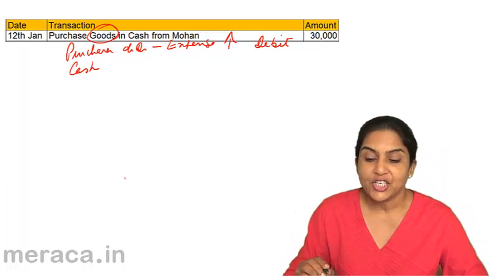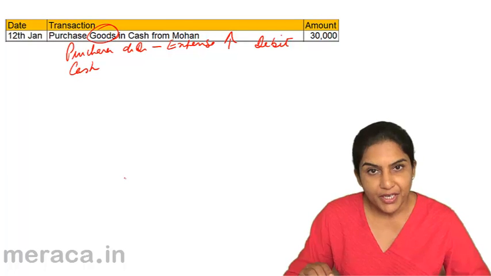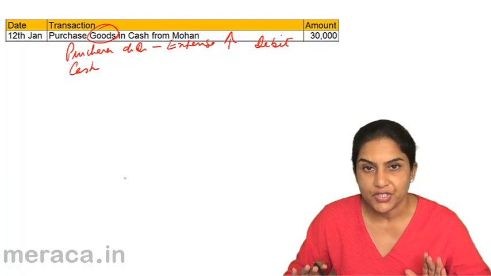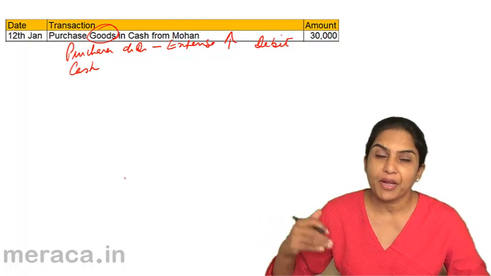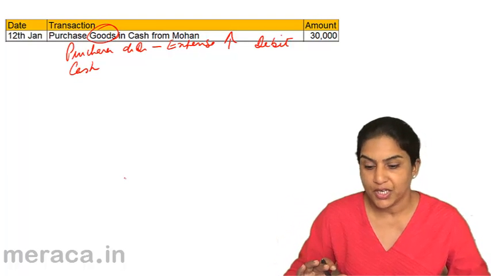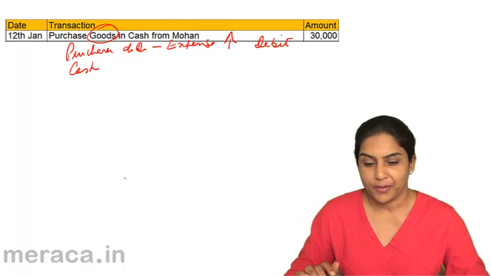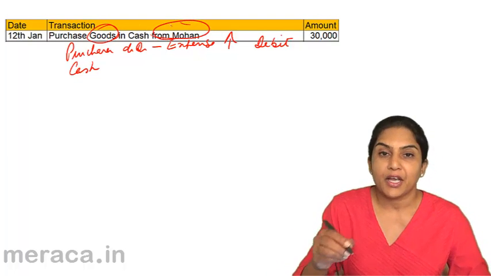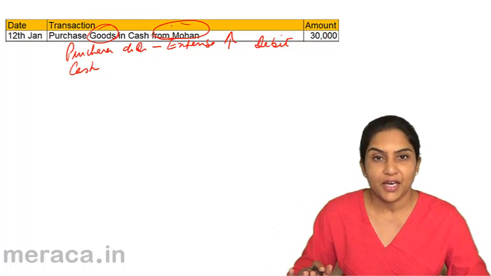Now, why do we take cash account and not Mohan's account? Because in this particular case, we don't need to bring Mohan into the picture. What are our two sides of the transaction? One side we have goods purchased and the other side we have cash. When do we bring Mohan into the picture? If we did not pay him cash, then we would need to bring Mohan into the picture to indicate that we owe money to Mohan. But here there is no Mohan required because we have paid him cash, the accounts are settled. Mohan need not appear in our books now.